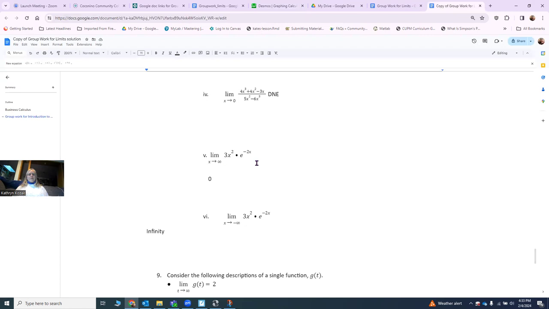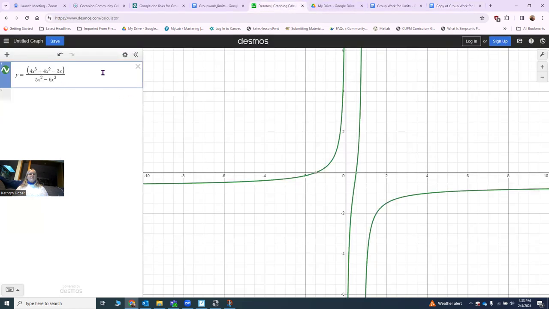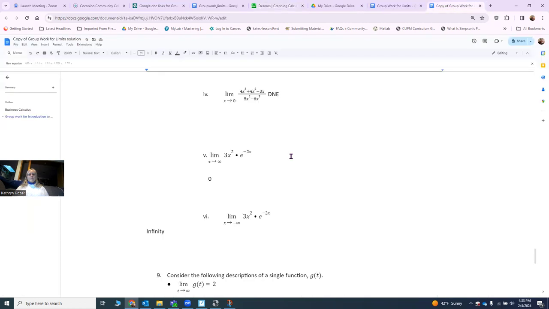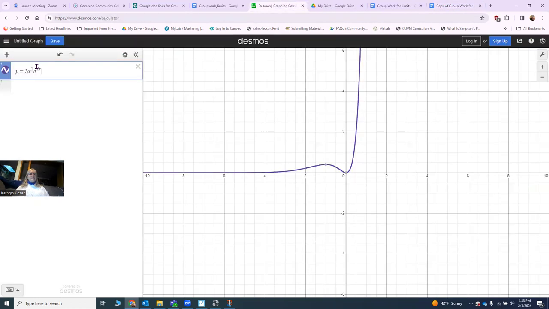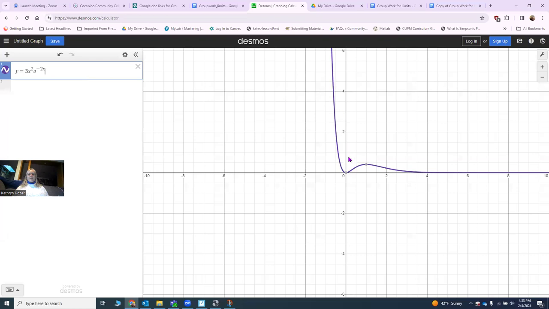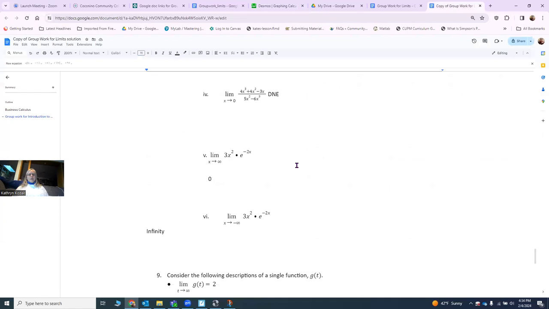Now let's do 3x squared times e to the negative 2x. And it was minus 2x. I knew that. And again, in this case, we want to look to see what happens as x heads to infinity. So we're letting x get bigger and bigger and bigger. And as we head bigger and bigger, it looks like we're heading towards zero, going along that line. So that's why it's zero.